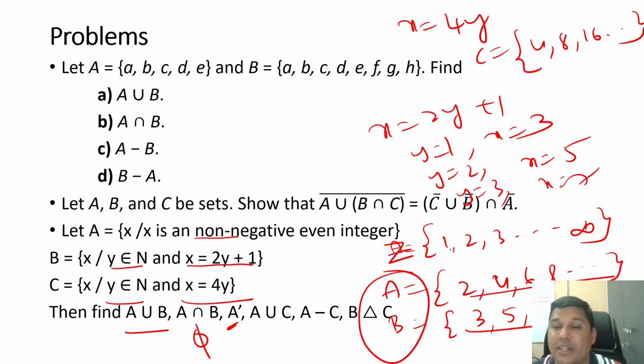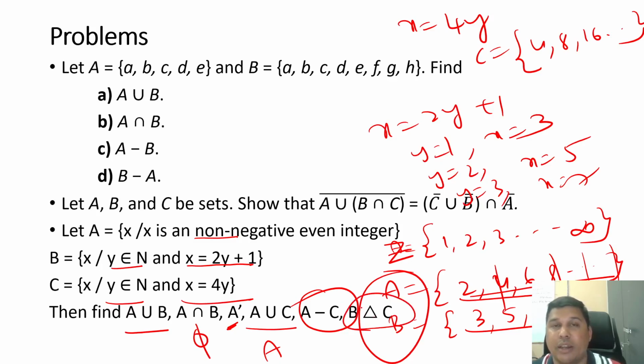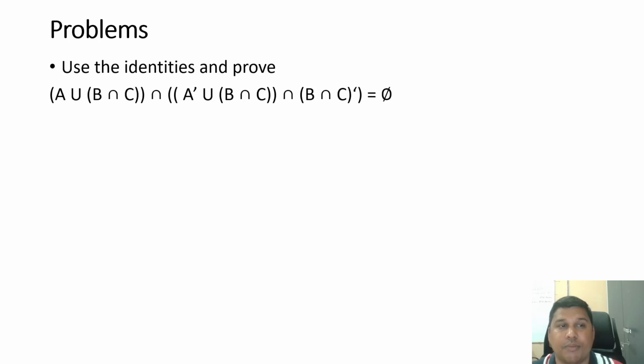What is A complement? This is the even number set, so A complement will be the odd number set. A union C, 2, 4, 6, 8 and 4, 8, 16. Union means you have to combine everything, so by default write all the even numbers. So A union C will be A as it is, no change in that. A minus C means elements in A but not in C. So we have to remove multiples of 4, remaining all. Similarly, B delta C is the symmetric difference between B and C. So this way you can solve the problems.